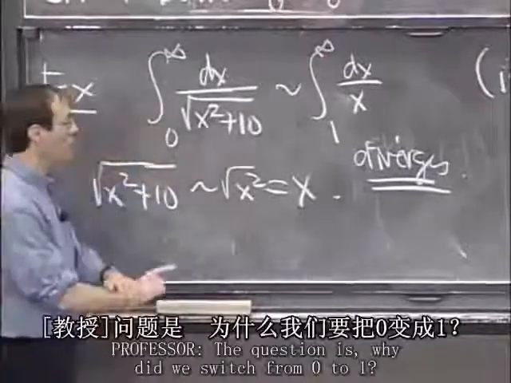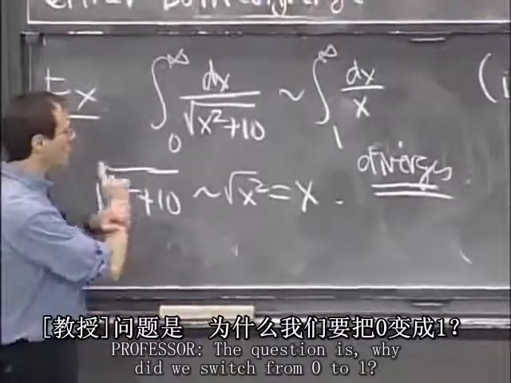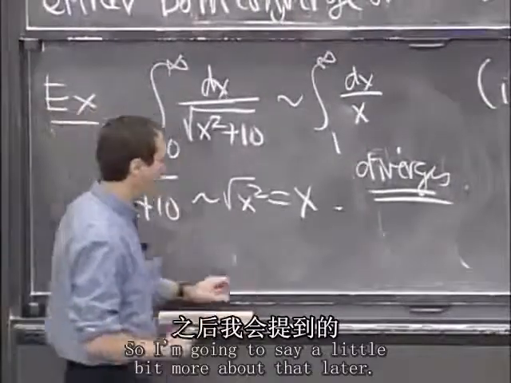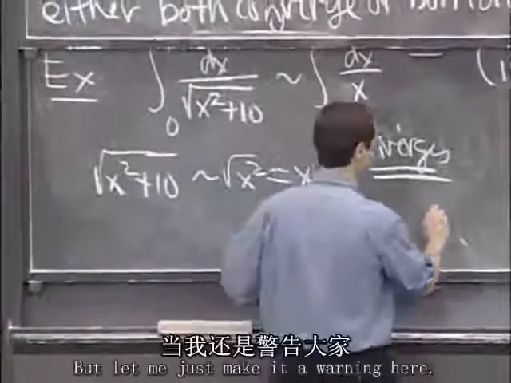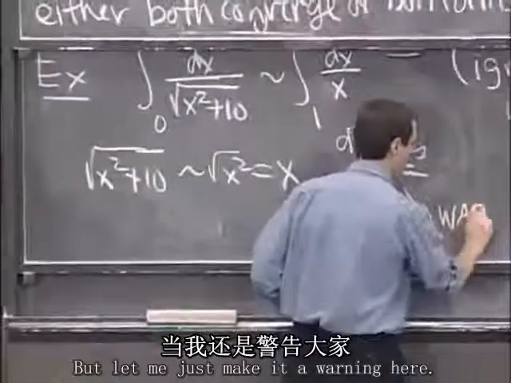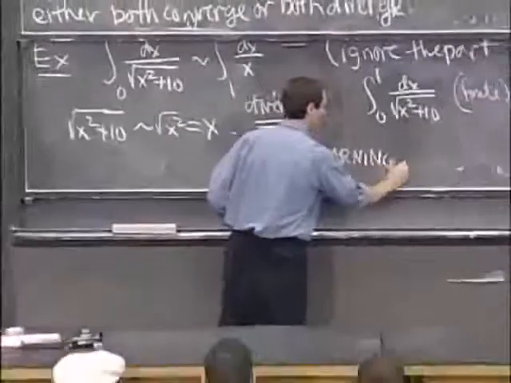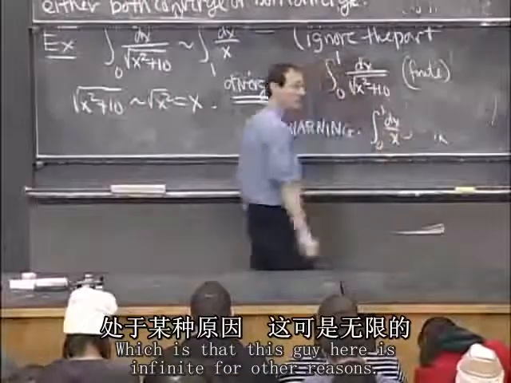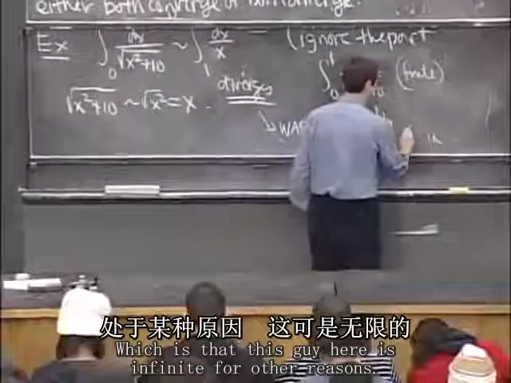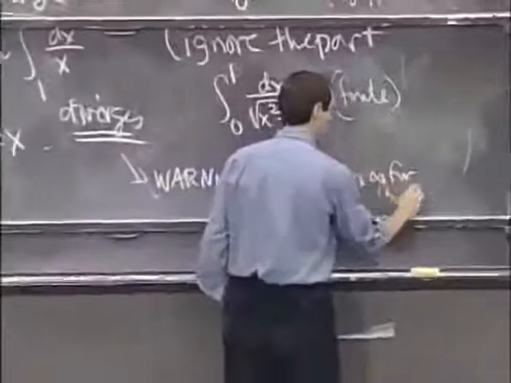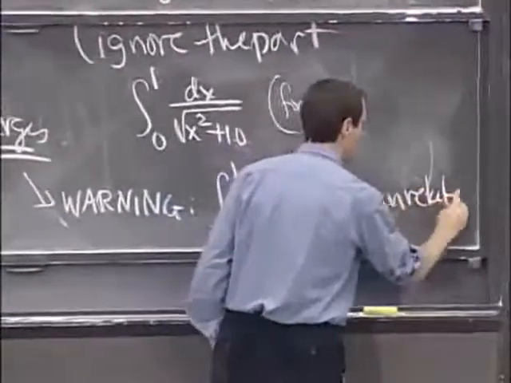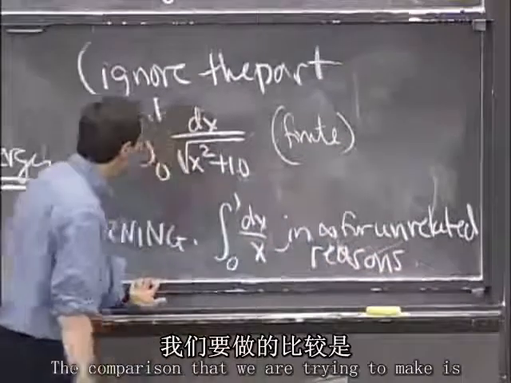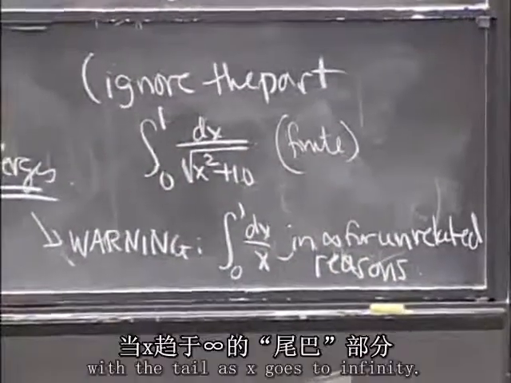The question is, why did we switch from 0 to 1? I'm going to say a little bit more about that later, but let me just make it a warning here, which is that this guy here is infinite for other reasons, unrelated reasons. The comparison that we are trying to make is with the tail as x goes to infinity.